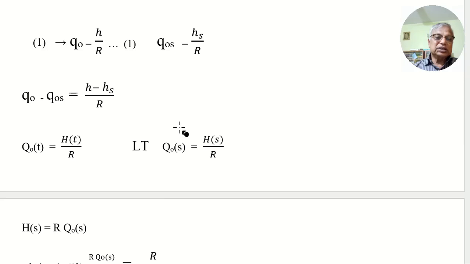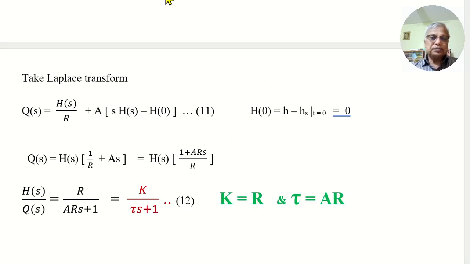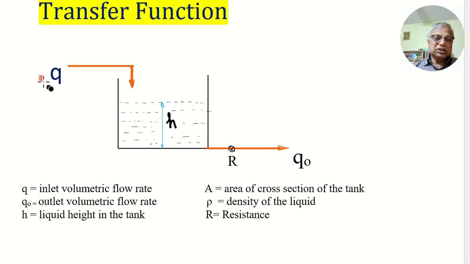Whereas in the previous case, this function K has got units, K equal to R, and this has got units, that is nothing but the conversion of Q to H. That is, the units of R will be the same as height by flow rate. Units of K, which is nothing but R here, the dimensions of that will be height divided by volumetric flow rate. So these are the two transfer functions, number 1 relating Q and H, and number 2 relating Q and Q naught.